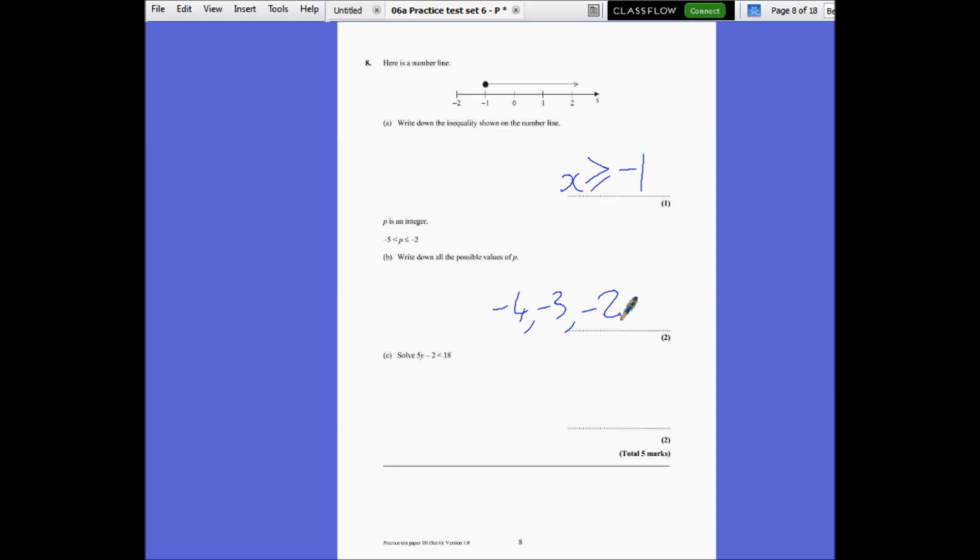Question C, solve 5y minus 2 is less than 18. We'll just solve that in a normal way. So we just add 2 to both sides. We get 5y is less than 20. And then divide by 5, we get y is less than 4.